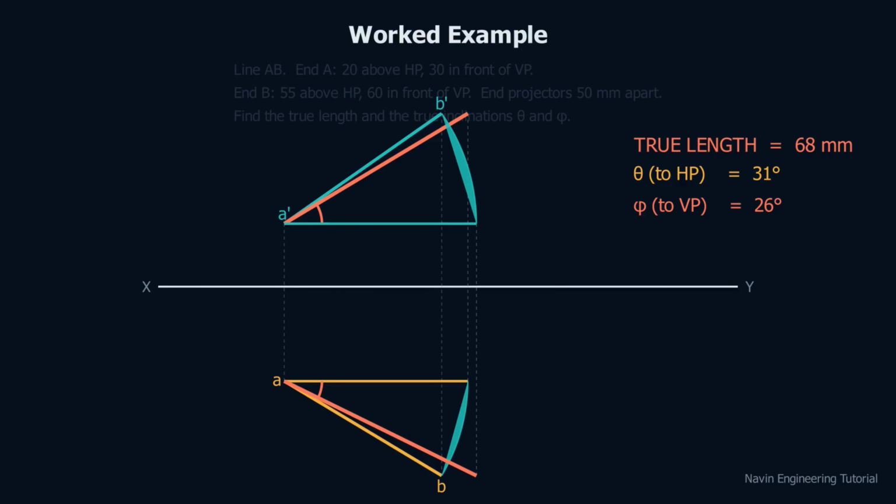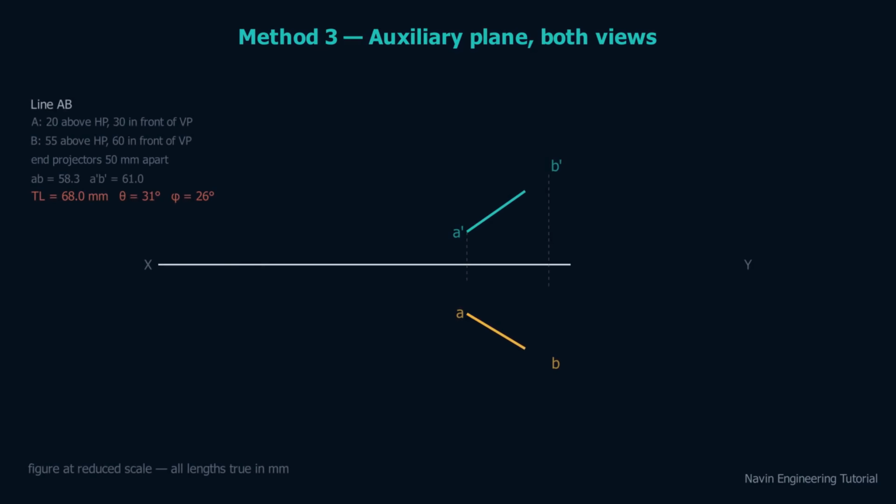26 degrees. The third method: instead of moving the line, we move the observer. We hang new projection planes parallel to the line and look through them. And both constructions live on the original drawing itself. Here is the full drawing, front view above, top view below, at a reduced scale, so the whole construction fits on one sheet.